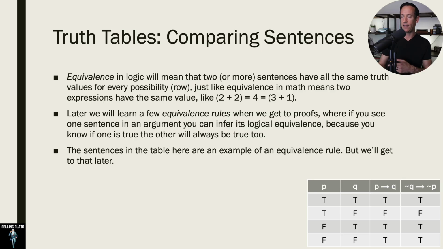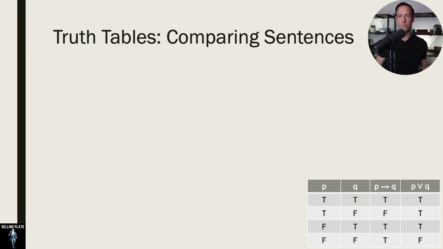The sentences in the table here are an example of an actual equivalence rule that we will learn later. We'll get to that later, but I just want to pause here and say we're going to build on the ideas that we use here. This is going to be one equivalence rule. So if you're anticipating what we're going to be doing later with proofs, this is going to come up again.